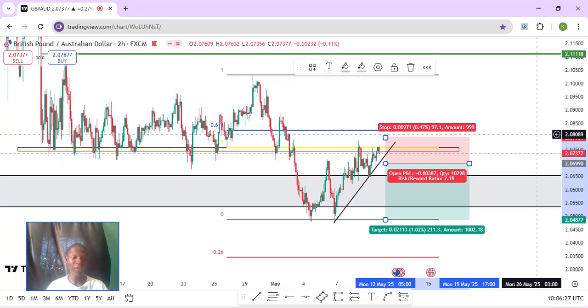And if you are trading a 100K account, you probably make like $1,000. So if you ask me, it is still profitable. You are still profitable.